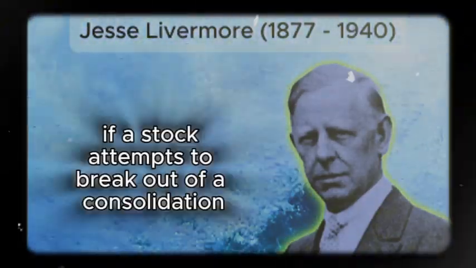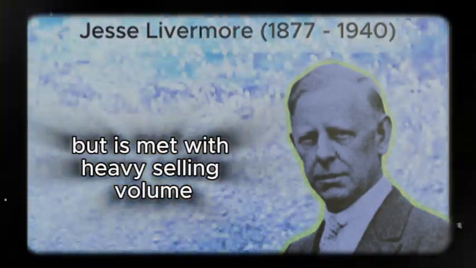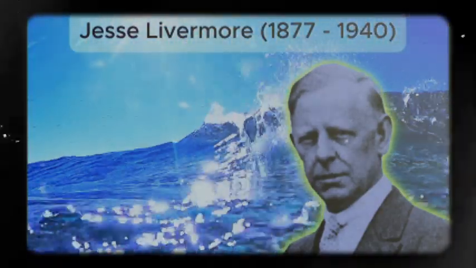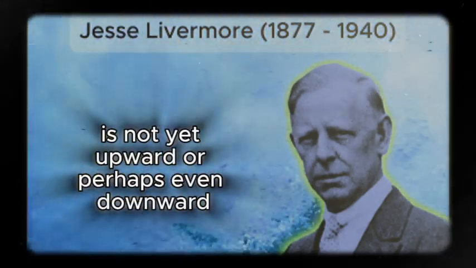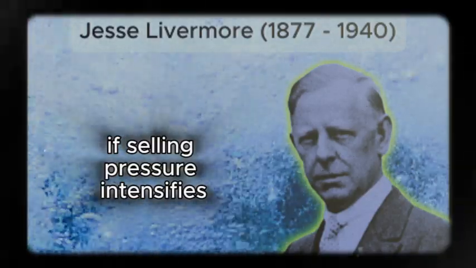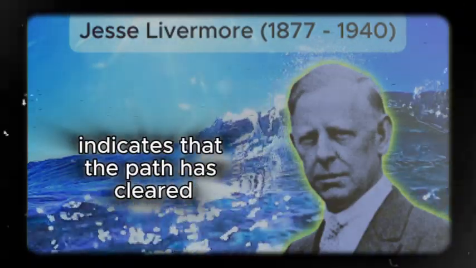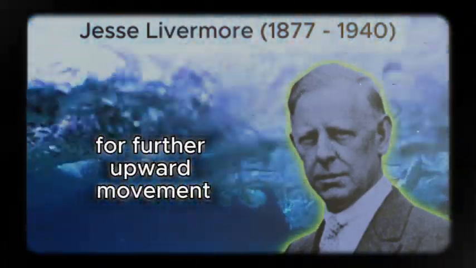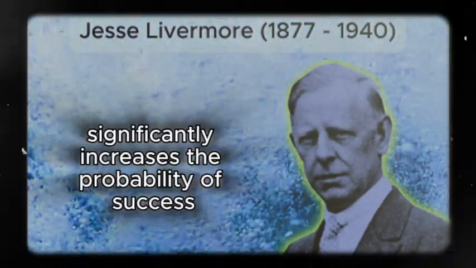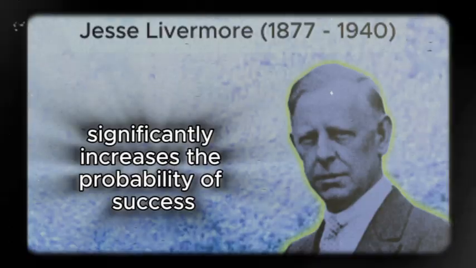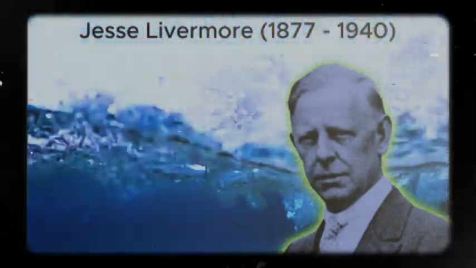For example, if a stock attempts to break out of a consolidation range to the upside but is met with heavy selling volume at the resistance level, it suggests that the path of least resistance is not yet upward, or perhaps even downward if selling pressure intensifies. Conversely, a strong breakout on high volume indicates that the path has cleared for further upward movement. Trading in the direction of the line of least resistance significantly increases the probability of success, as you are moving with the market's natural flow rather than against it.